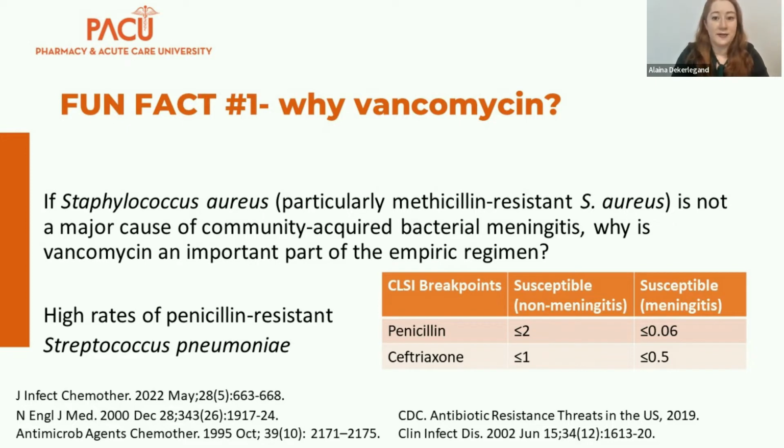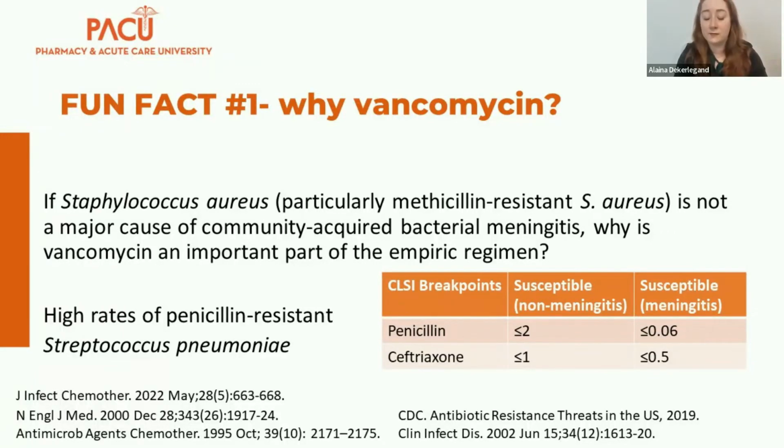All right, so now we have a fun fact for you guys. If Staph aureus, and particularly MRSA, is not a common cause of community-acquired bacterial meningitis, why are we adding vancomycin as part of the empiric regimen? So really, this is related to Streptococcus pneumoniae and the rates of resistance with this pathogen. This has been increasing over time, and the exact prevalence depends on your area. And I would say in my clinical experience, I've seen rates of resistance around 20%.